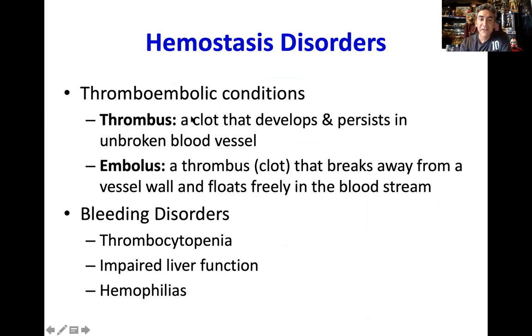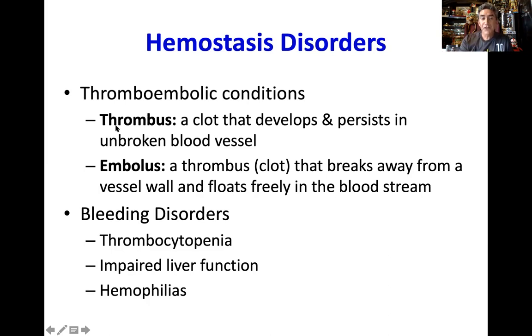If we have a thrombus, we have a clot that develops and persists in an unbroken blood vessel. So two things can happen. One, we were supposed to form the clot because there was an injury. The clot formed, but the clot was not removed. Or two, which is different and potentially a little bit worse, there was no damage, but yet we started a clotting cascade incorrectly and formed a clot in a non-broken vessel, right? So that's a thrombus. Bad.